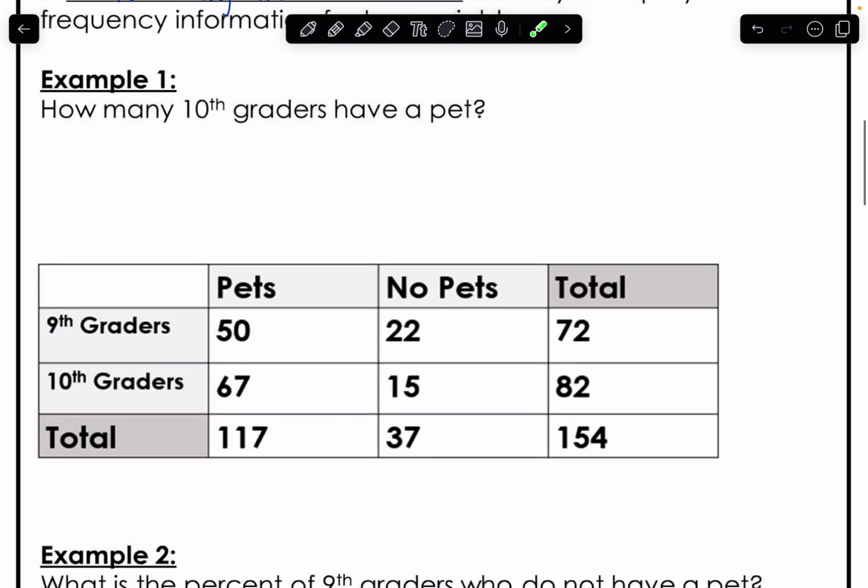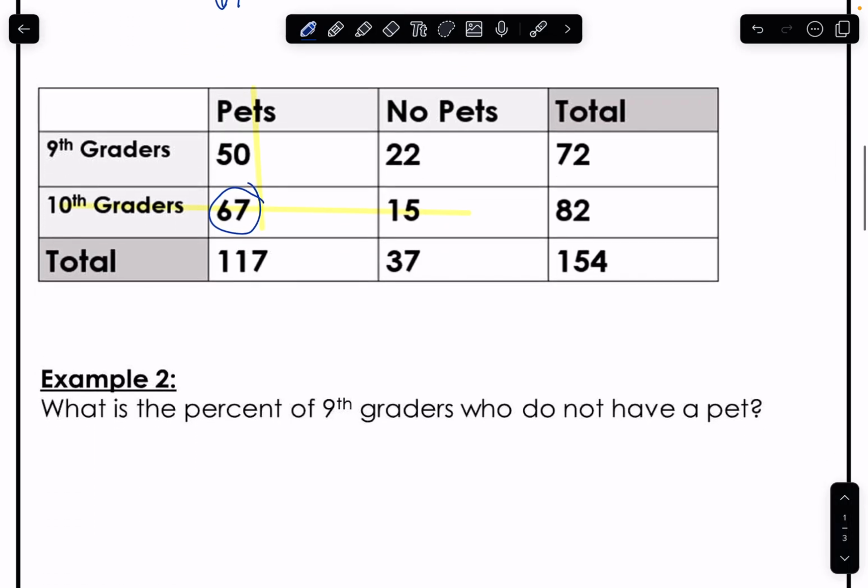And so how we read this is I want to say how many 10th graders have a pet. Well, I want to identify the 10th grade column, which is this one right here. And I want to identify the pet column. And so where do they meet? 67. So 67 10th graders have a pet, all right? And so that would be my answer. So that's all we're doing when I'm working with a two-way table: I am looking at each row, each column, finding where they meet and intersect, okay?